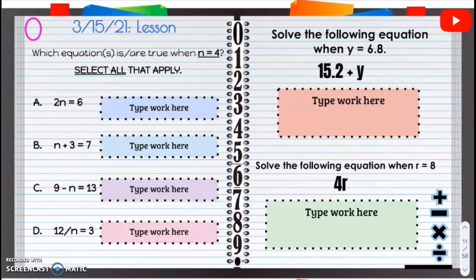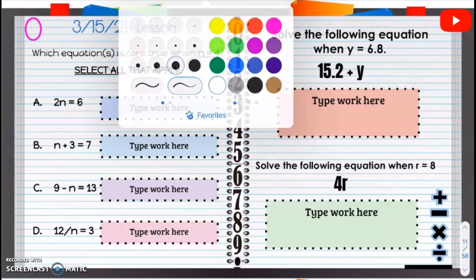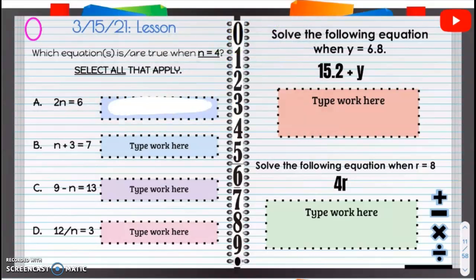All right, let's do our lesson. So which equation or equations are true when n equals 4? We're going to select all that apply. So, first of all, we are going to take a look and we're going to type some work out here.